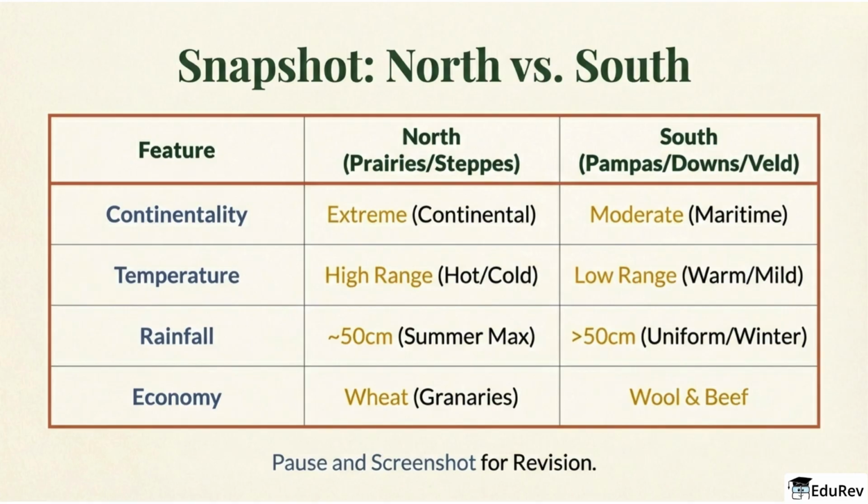In the south, Pampas, Downs, and Veldt, the climate is more maritime. Temperature range is lower, with warm summers and mild winters. Rainfall is generally above 50 centimeters, more uniform and less harsh. And the economy leans much more toward wool and beef. If you can hold this north versus south contrast in one frame, continental versus maritime, wheat versus livestock, extreme versus moderate, then this chapter stops being a description. It becomes a system you can explain and makes you ready for the exam.